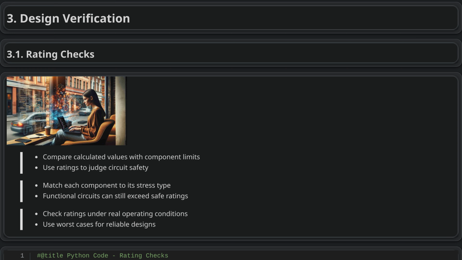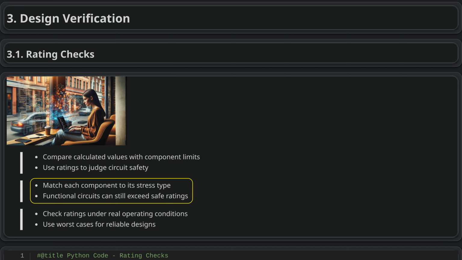Design verification. Rating checks confirm that a circuit's calculated voltages, currents, and power levels stay within component limits and design requirements. After analyzing a DC circuit, each value must be compared with safe operating ratings such as maximum voltage, current, and power. This helps prevent failures like overheating, switch damage, or diode breakdown, and ensures the circuit is safe and reliable in its intended conditions.